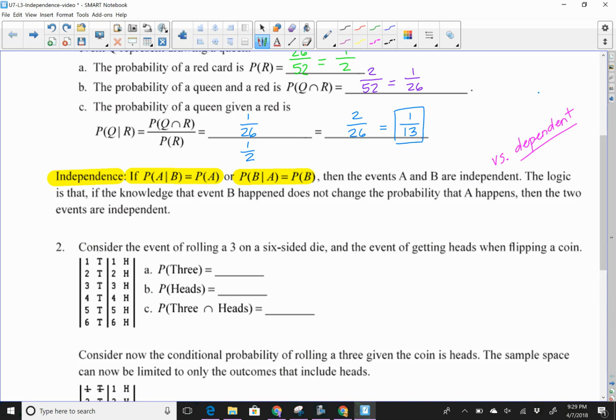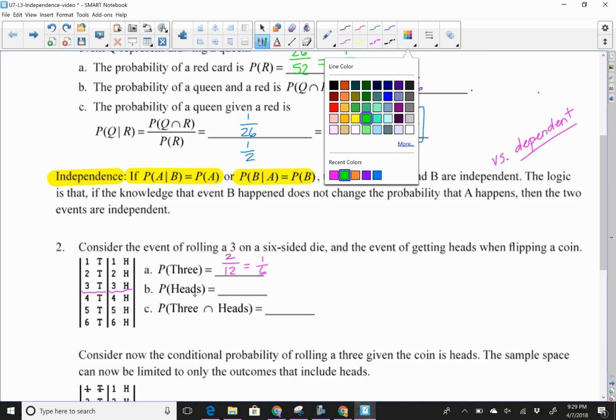Okay, so consider the event of rolling a 3 on a 6-sided die and the event of getting heads when flipping a coin. They give you this possibility. We're going to roll a 6-sided die and flip a coin, and these are all the possibilities. This is what we referred to earlier as a sample space. What is the probability of getting a 3? Well, this one has a 3 and this one has a 3. So the probability of getting a 3 is 2 out of how many possibilities? 12. So that means it's 1 out of 6.